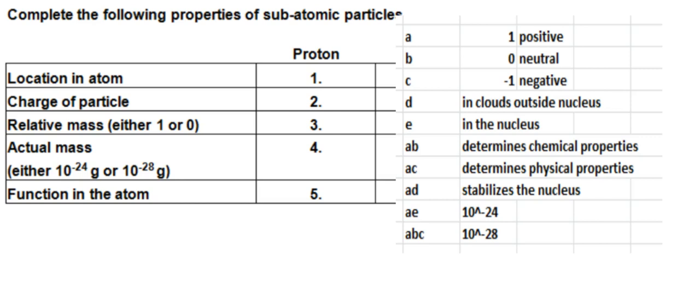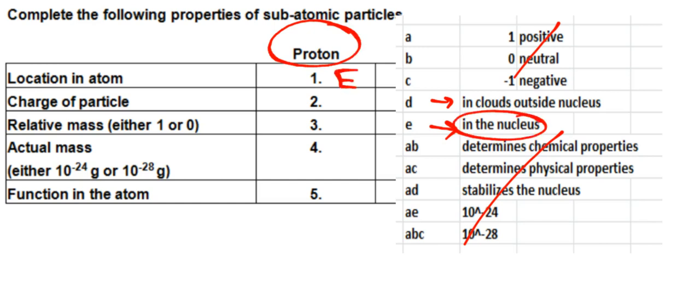So we need to know the location of the particle in the atom. So you would look, and it wouldn't be any of these three. So it would be either in clouds outside the nucleus or in the nucleus. The rest of them are options for something else. So it's either D or E. Hopefully you remember the proton is in the nucleus, so your answer here would be E.